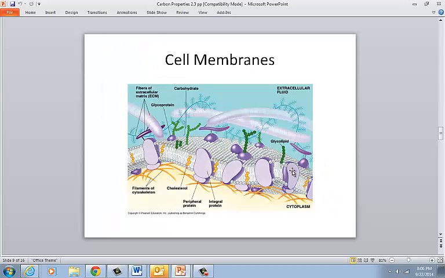Here's a picture of our cell membrane. You should be able to close your eyes and point to the structures in here at this point. Come on now. You got this.